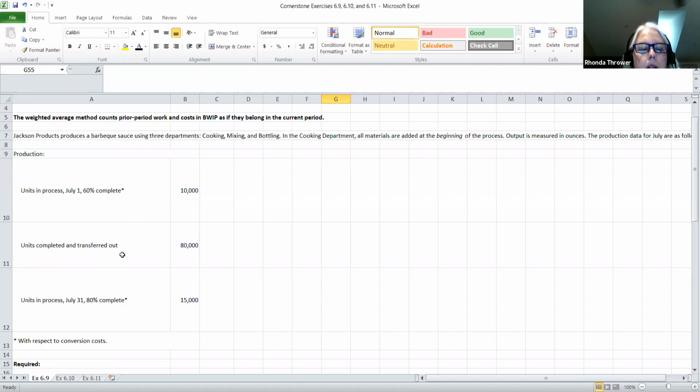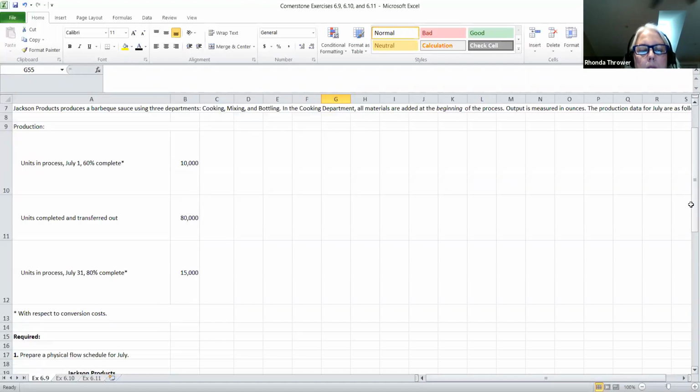They've also given you what was completed and transferred out. You completed 80,000 units, and you also transferred those units out. The units that were left over in ending inventory as of July 31st are 80% complete with respect to conversion, because remember, your materials are already added at the beginning of the process. So my ending inventory materials have all of those associated with them.